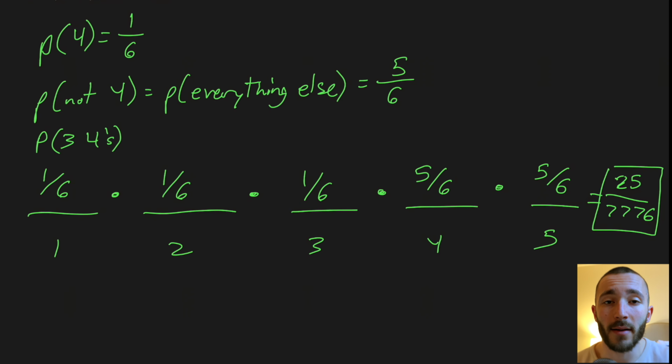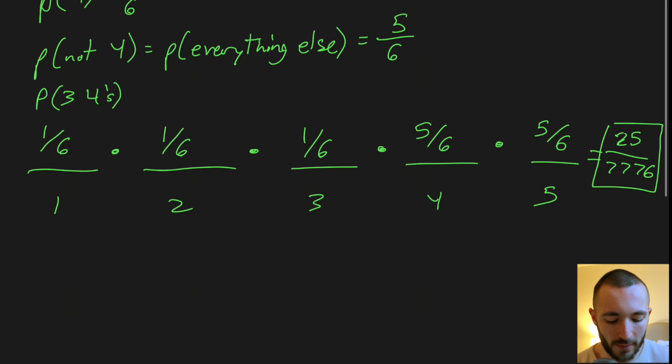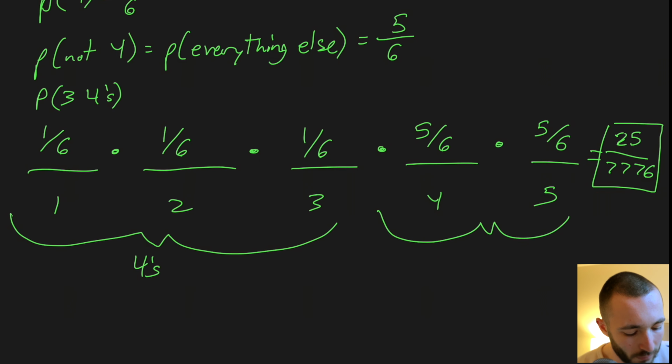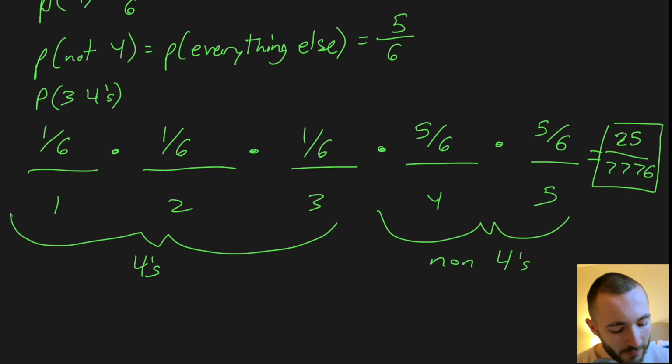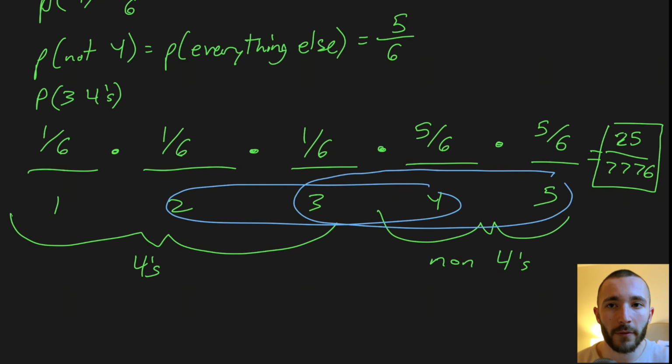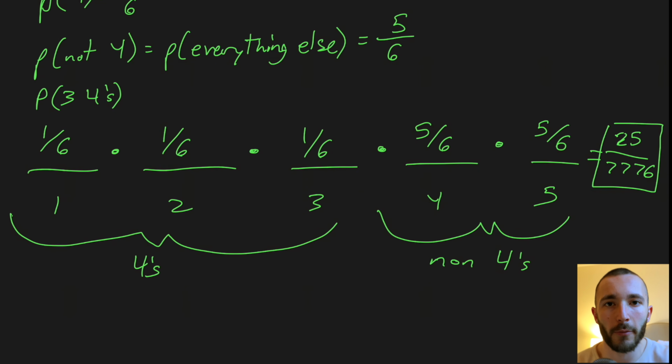Now, we are not done. And the reason we're not done is because we just kind of decided that the first 3 dice would be the ones getting the 4s, right? These 3 are the ones with the 1/6 probability. So those are 4s. And these 2 are my not 4s. But we know that it could shake out differently. It could be that dice 3, 4, 5 could be the ones with the 4s, or it could be 2, 3, 4. There's a bunch of different orders that could get us the result that we want, which is 3 out of 5 of the dice being a 4.